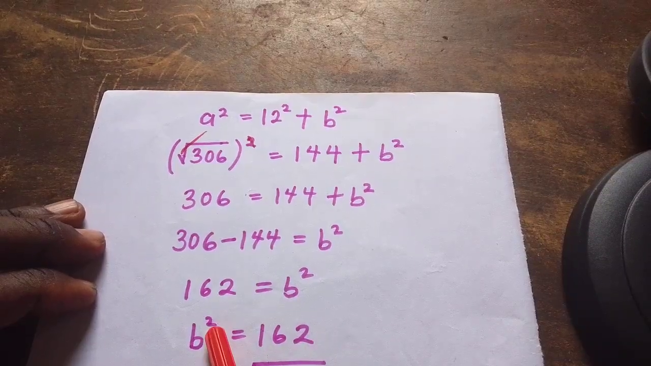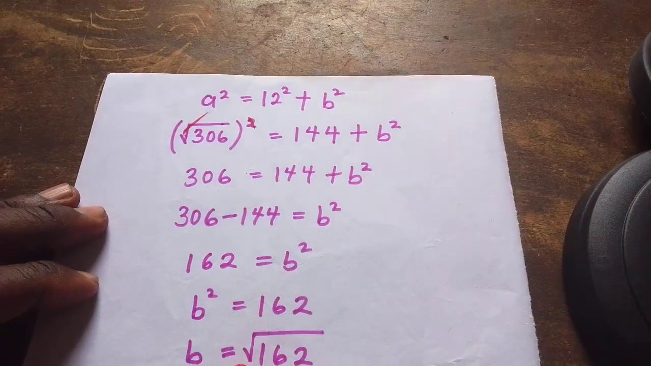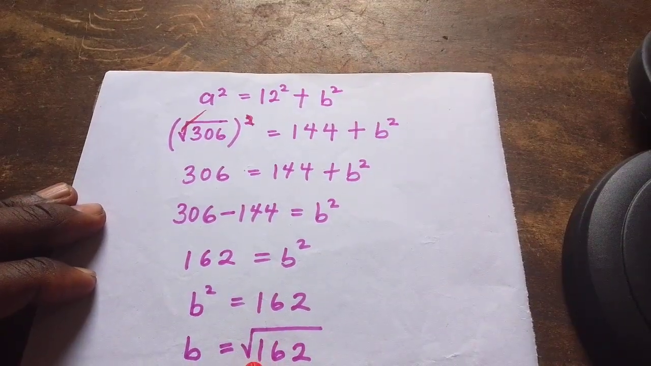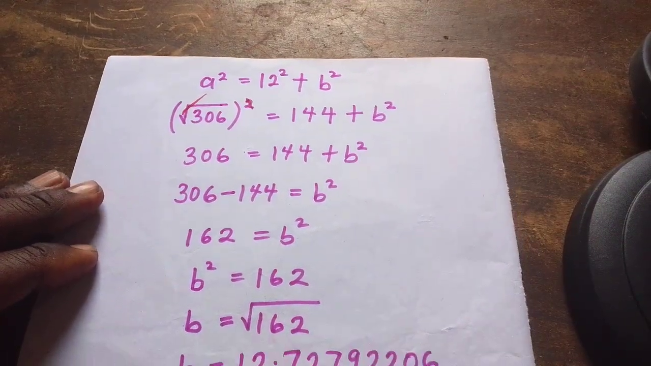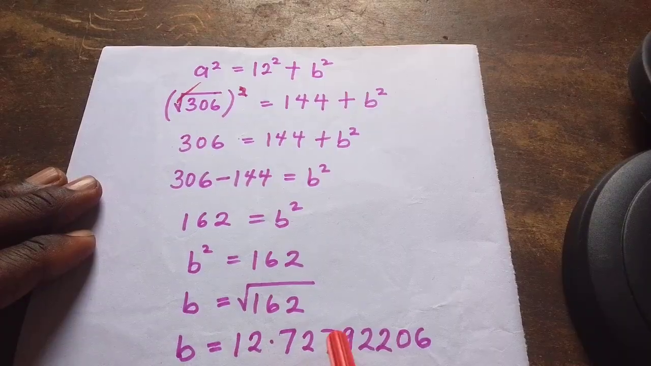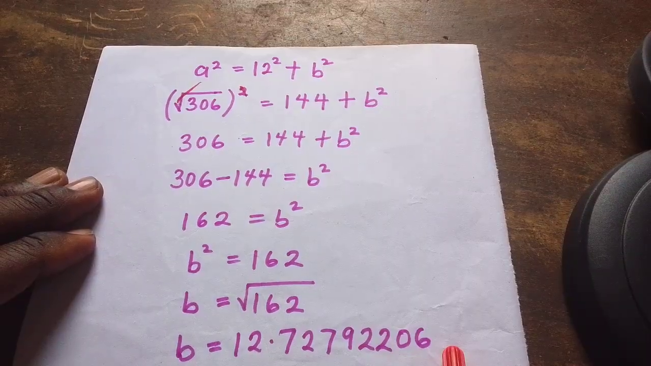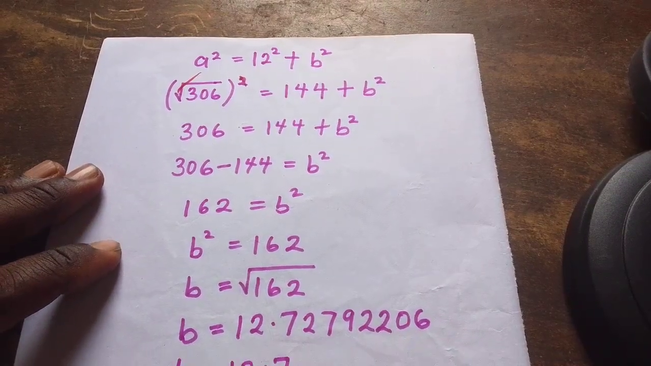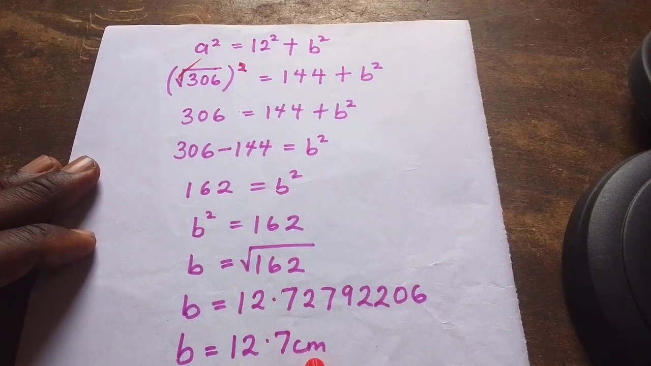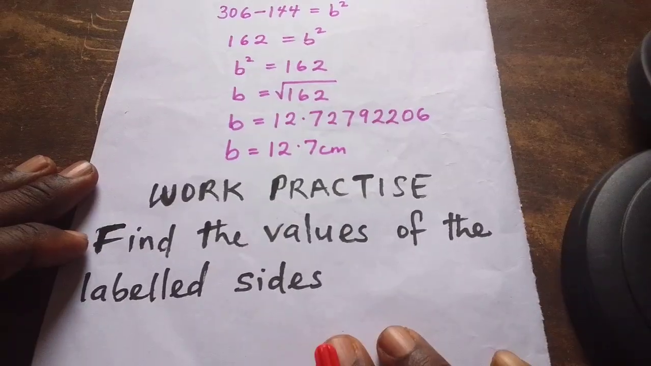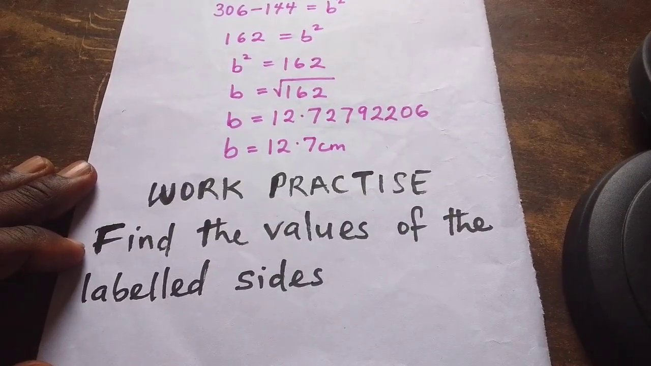To get b, we use the square to find the square root, bringing the square to the other side to find the square root. So the square root of 162 is what? 12.72792206. So if we find the square root of this to one decimal place, it will give us 12.7 centimeter.